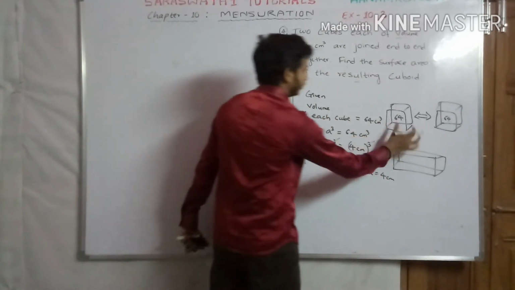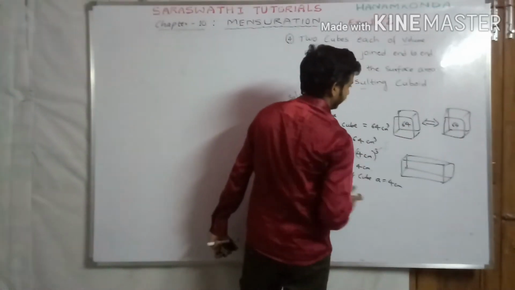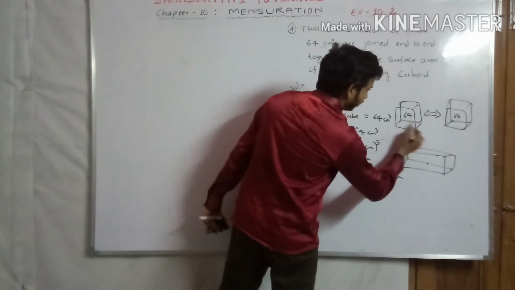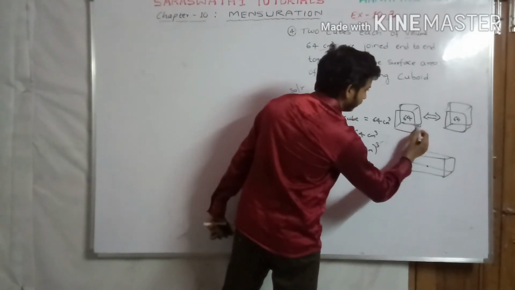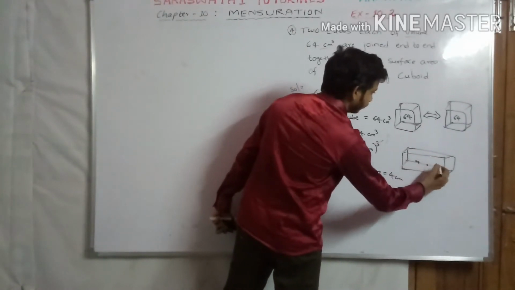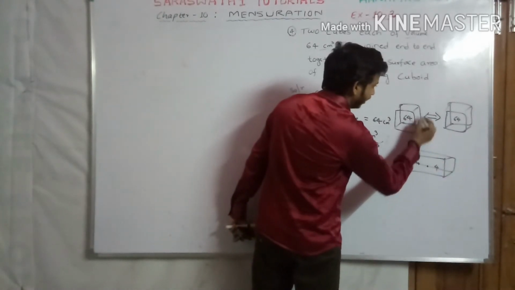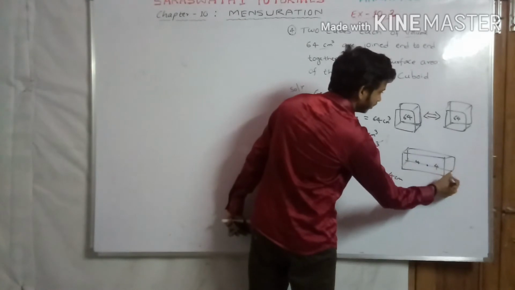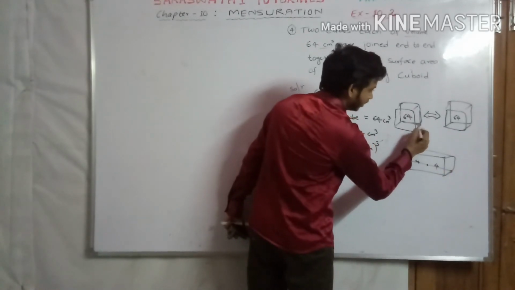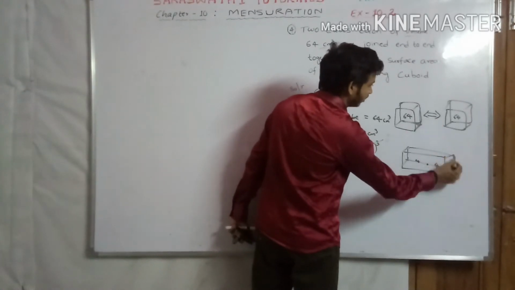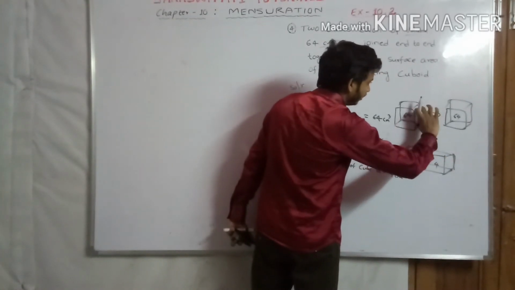Now if we join these two cubes end to end together, then the length of the resulting cuboid will be double of each edge. That means, so a plus a, that means 4 plus 4, so length will be 8 centimeters and breadth and height will not change. So breadth of the cuboid is same as each edge of the cube. Okay, similarly height of the cuboid is also same as height of the cube, that means edge of the cube.